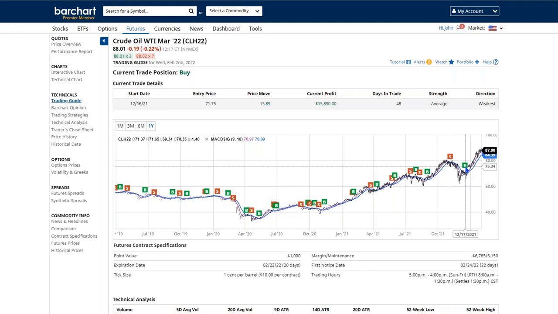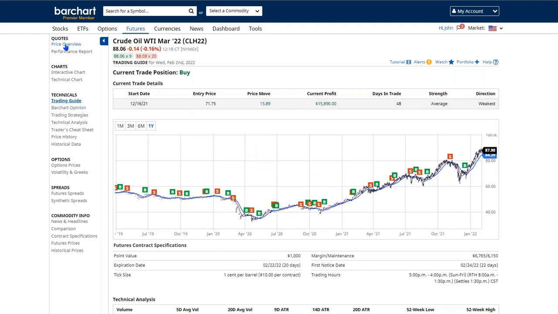Now I understand that for many of you, futures trading is not your cup of tea. And that's fine, and I understand that. But before I move away from this page, I do want to make note of the last three signals. First one here, this last buy signal on December 16th, this sell signal on November 4th, and this buy signal on September 1st.